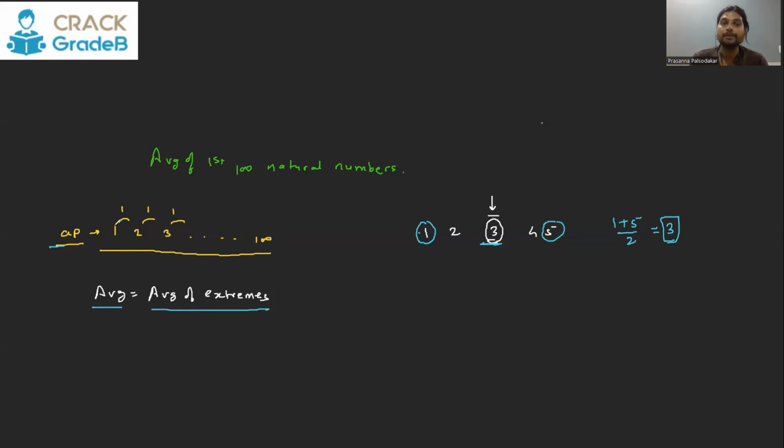So similarly, you have to take the average of 1 and 100. So what is the average of 1 and 100? 1 plus 100 upon 2. 101 upon 2 if you do, that is 50.50. So the average here is going to be 50.50. Easy?